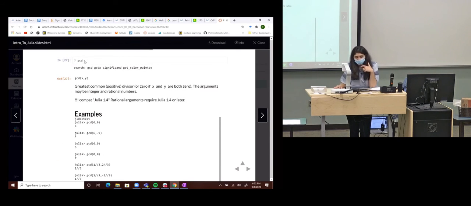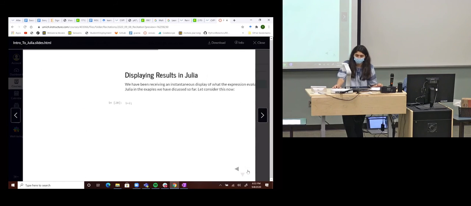So there's also the function called GCD, which does exactly what you think. It gets the greatest common divisor, which is what we learned in high school. So yeah, the idea is whatever you need to know, whichever function you see in a code and you don't know what it does, just put a question mark in front of it, leave a space. The space is important. And then put the function in there.